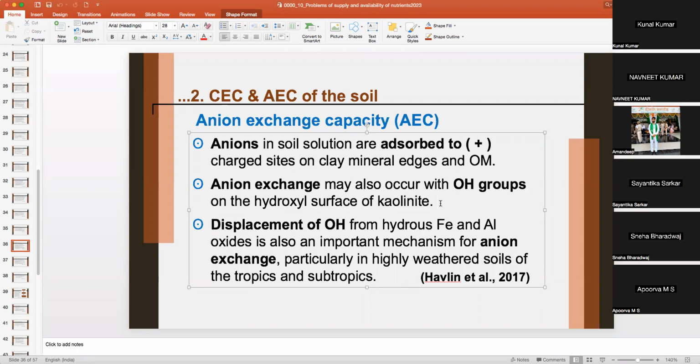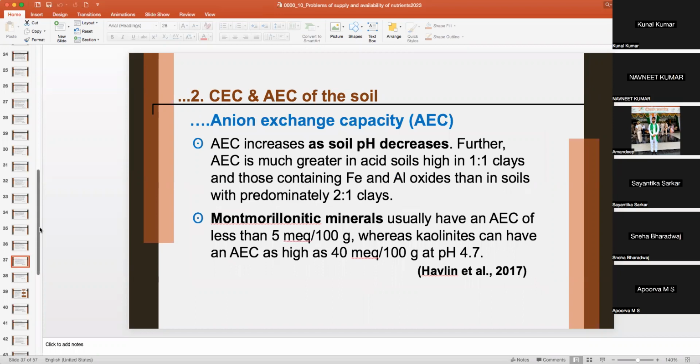Displacement of hydroxyl from hydrous aluminum and iron oxide is also an important mechanism for anion exchange, particularly in highly weathered soils of the tropics and subtropics. This is really a very important topic for a student of soil science or agronomy. AAC increases as soil pH decreases. This is very important. You can underline it.